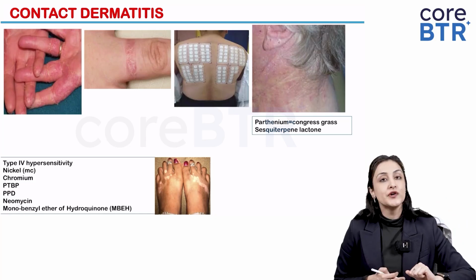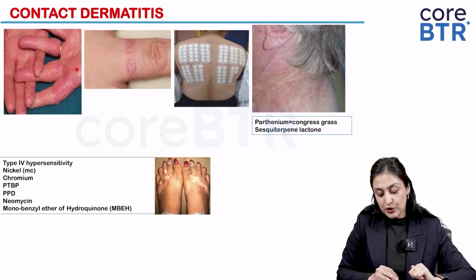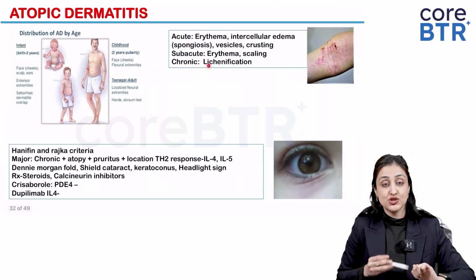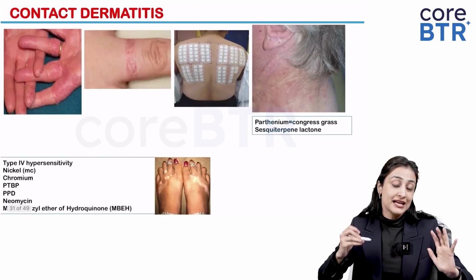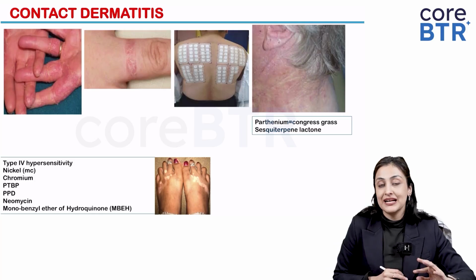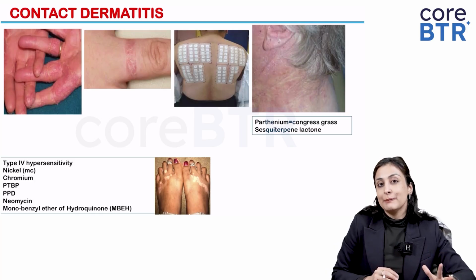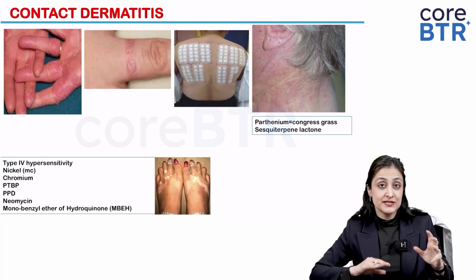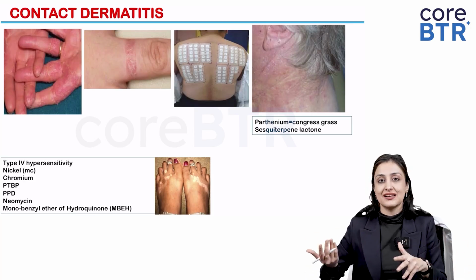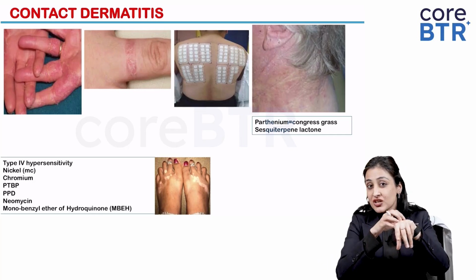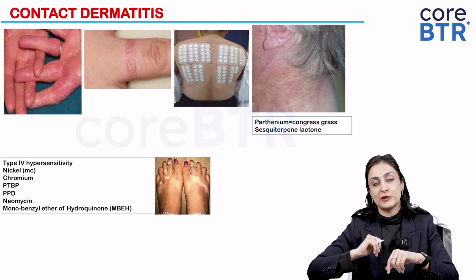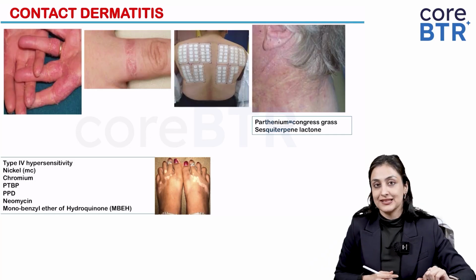Now let's talk about dermatitis. First we'll talk about contact dermatitis and then we talk about atopic dermatitis. Whenever I say dermatitis, it's basically gonna mean a lot of itching. There's a vicious cycle which is itch, scratch, itch. You have an itch, you scratch it, you have more itching because of that. So that's the vicious cycle that happens.